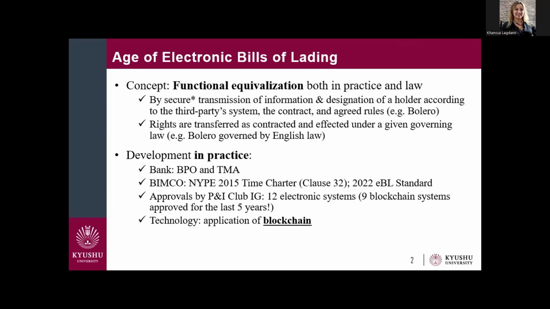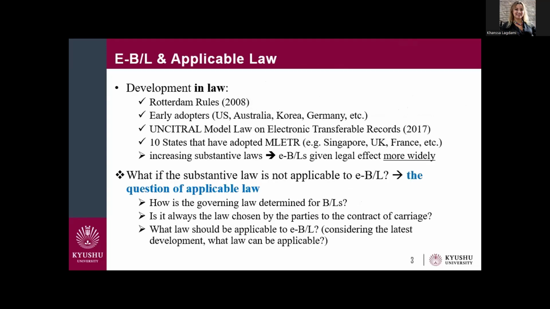I just want to mention here the importance of the blockchain system. We talked about it several times, but it is the blockchain system that actually played a major role in transforming the landscape when it comes to using and giving legal effect to the electronic bill of lading. So actually, for the last 5 years, there were 12, I think 10, electronic bill of lading systems, and 9 of them were blockchain systems. I actually started counting, and every 3-4 months there was a new blockchain system registered. So these are the 12 electronic systems that are currently approved by the P&I Club International Group. I just want to mention how important a role the blockchain system has played in electronic bills of lading.